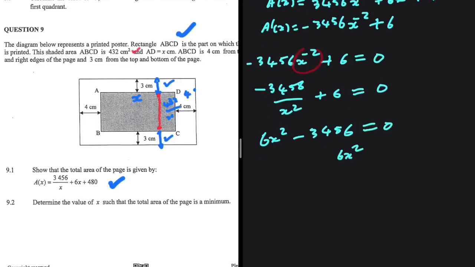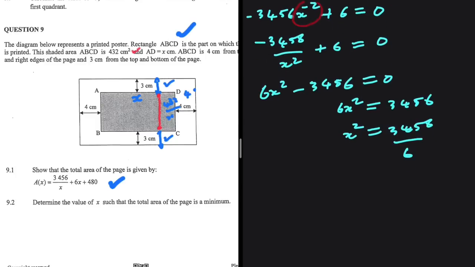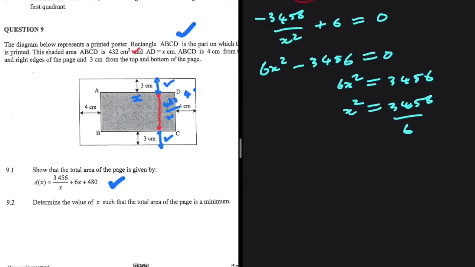So 6x squared is equal to 3,456. So x squared will be equal to 3,456 divided by 6. If we take square roots on both sides, we're going to have x being equal to 24 or x being equal to minus 24. So tell me, between x is equal to 24 and x is equal to minus 24, which one corresponds to the maximum and which one corresponds to the minimum? Let me know in the comment section.